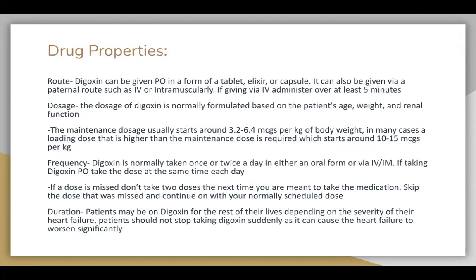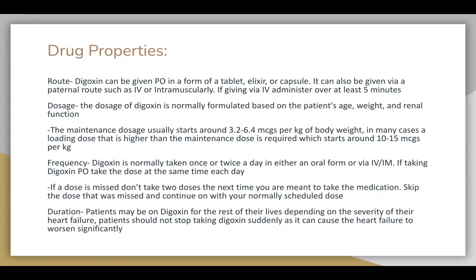So, drug properties of digoxin. Digoxin can be given either by mouth or, if a faster onset is needed, it can be given intramuscularly or IV. The dosage amount of digoxin is typically calculated based on the patient's weight, age, and renal function. All of these factors are extremely important in calculating the dosage amount because digoxin is primarily excreted in the urine.